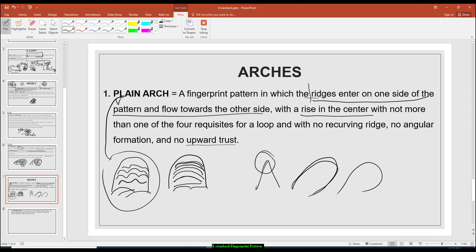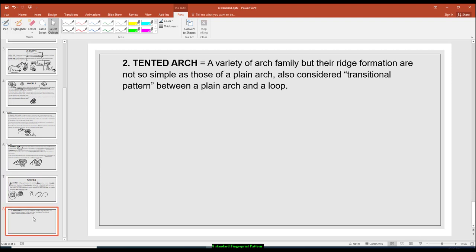So let us continue with dented arch. Dented arch, there are several patterns that may fall under dented arch and you might encounter them later on. We have the first one, which may look like a loop, but it is dented arch. I will explain it to you later on.